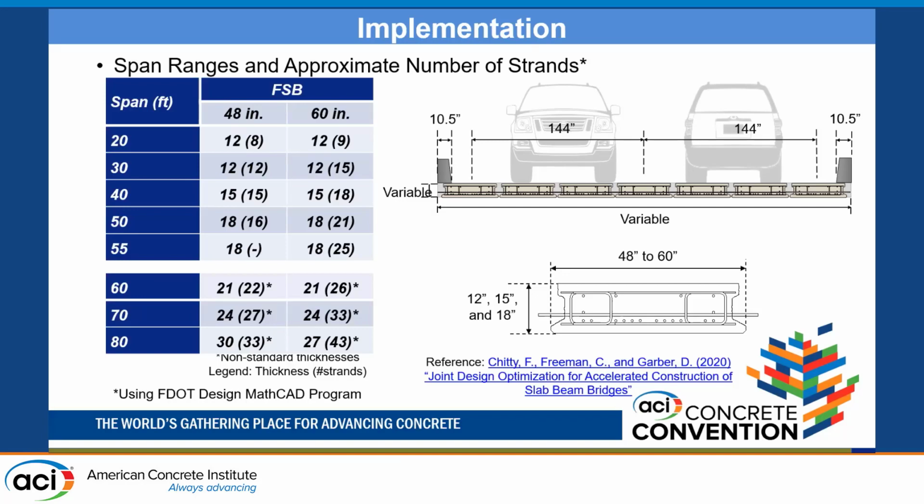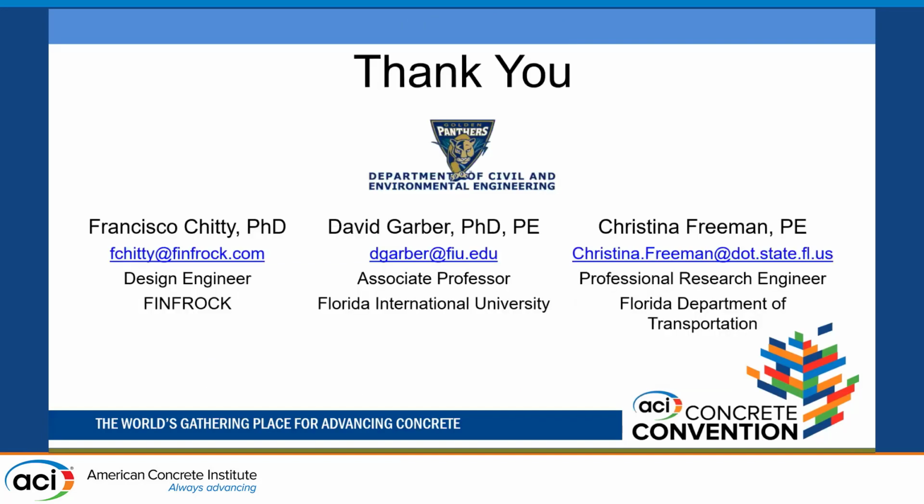However, if you want even longer spans, these will be non-standard sections because you'll end up with a very thick FSB section of 21, 24, and 30, and also 21, 24, and 27 for the 16-inch wide, and the amount of strands required to span that. And this is the final FSB design we concluded for the overall study with the joint geometry. Thank you very much.